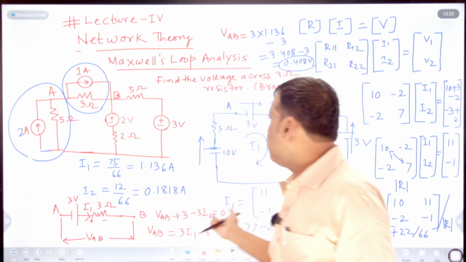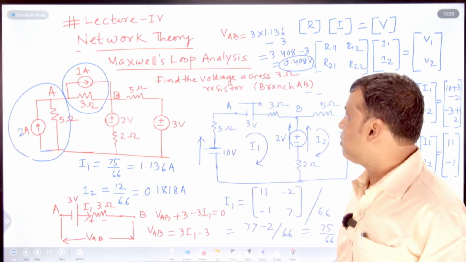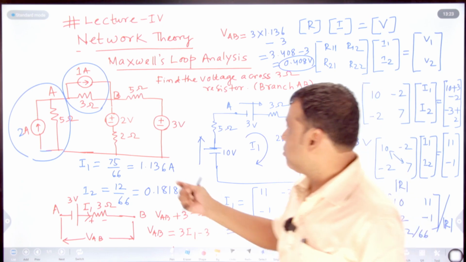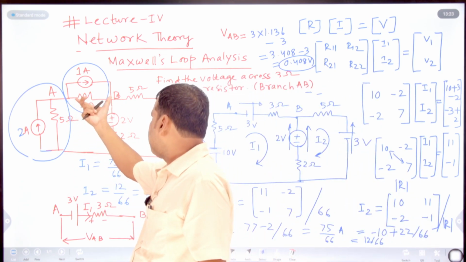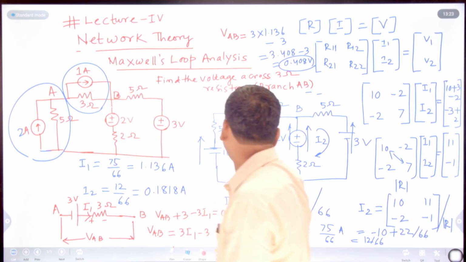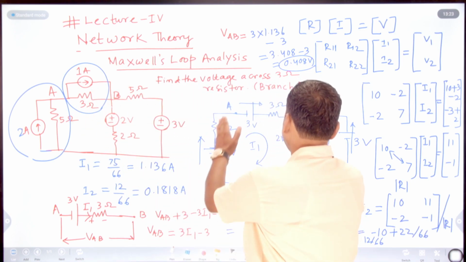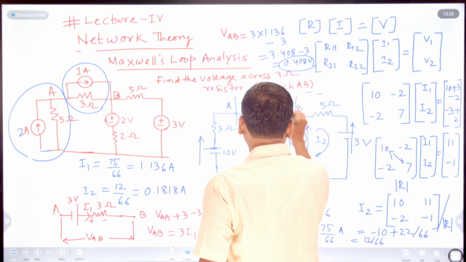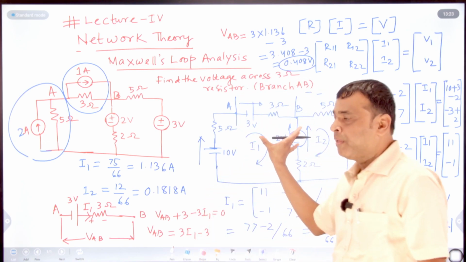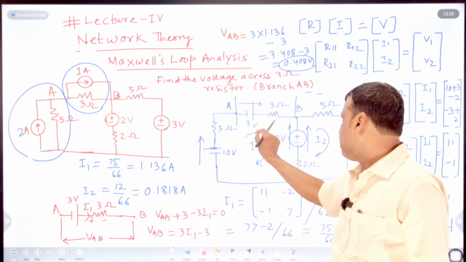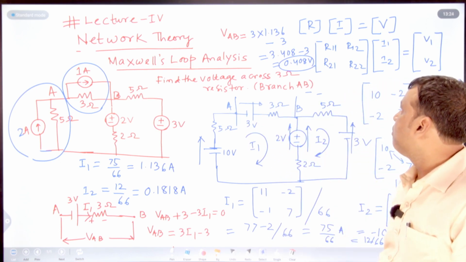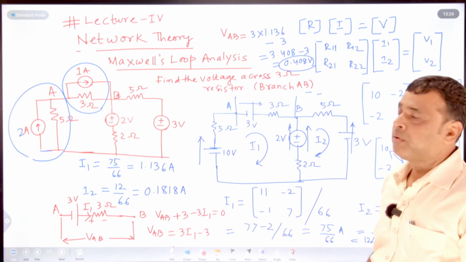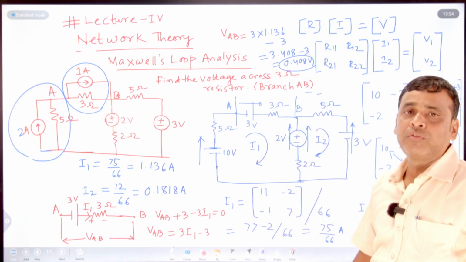Then go through what the question initially mentioned. The question is to find the current through this 3 ohm, the branch AB. This is 3, this is 1, this is minus 3 volt and this is 3 ohm. So we have to calculate the voltage across AB. Again, applying KVL, VAB minus plus 3 minus 3 I1 equal to 0, VAB equal to 3 I1 minus 3 volt. The result will be 0.408 volt.